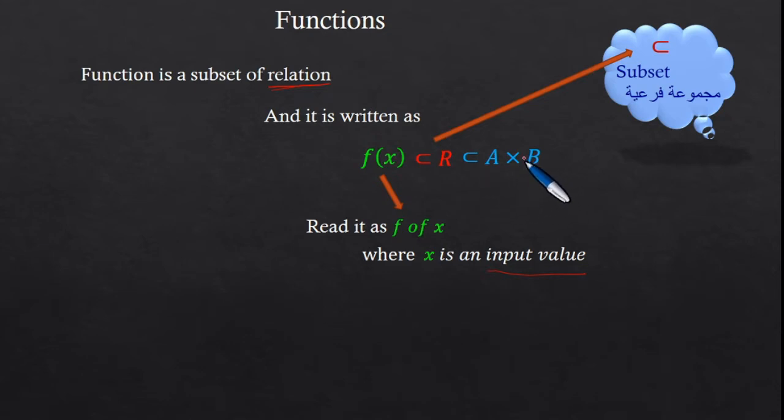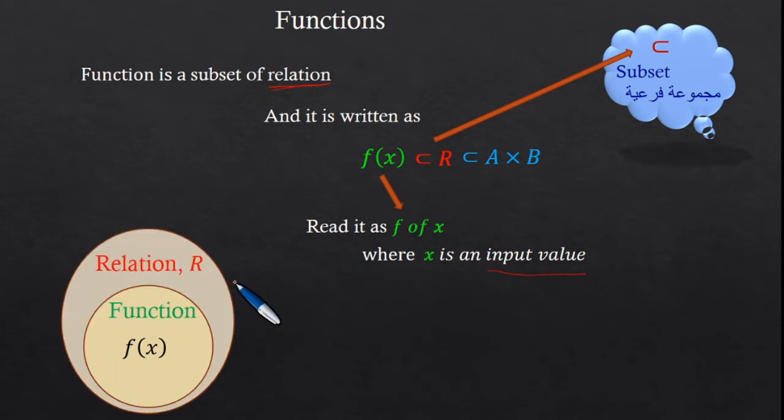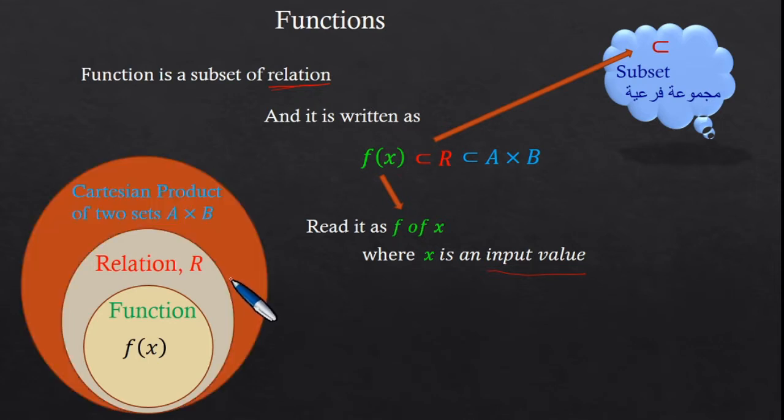Now understand this with a Venn diagram. See, this is for example a function. So a function is a subset of a relation, and a relation is a subset of a Cartesian product. This is a brief idea about functions. Let's proceed to understand the definition of functions.